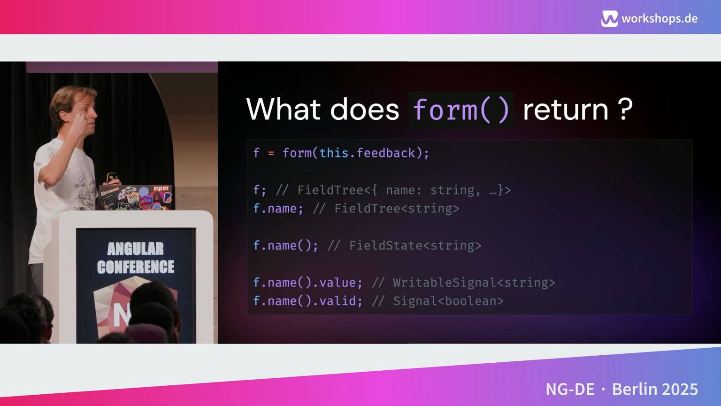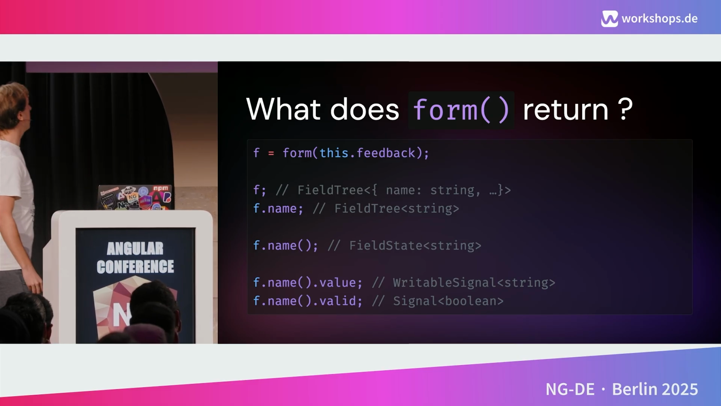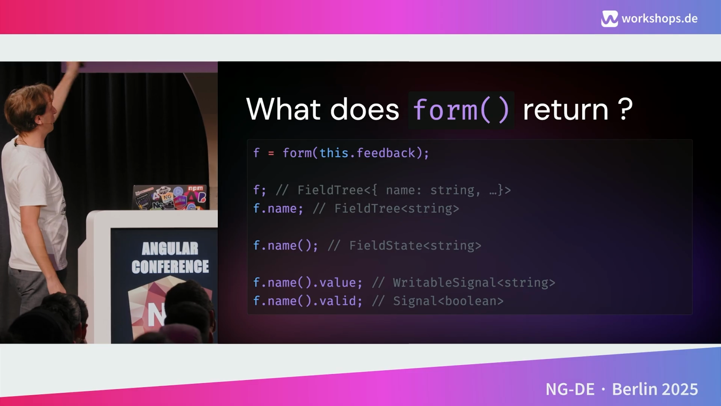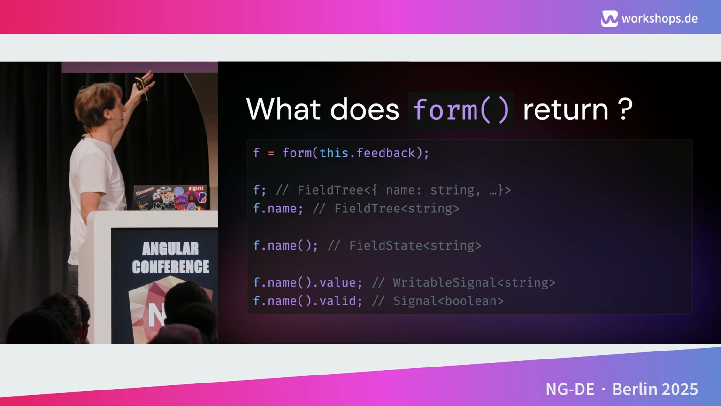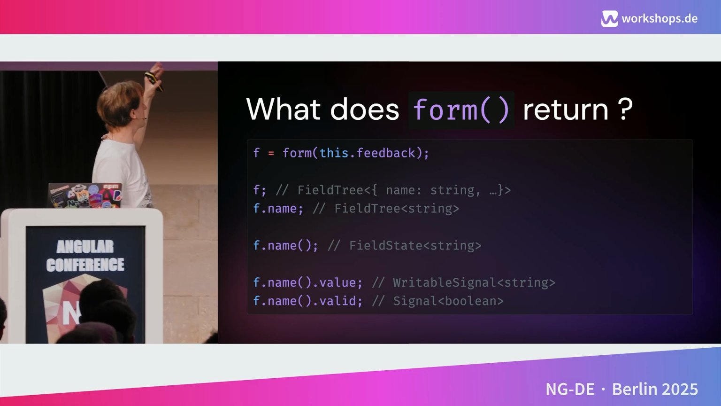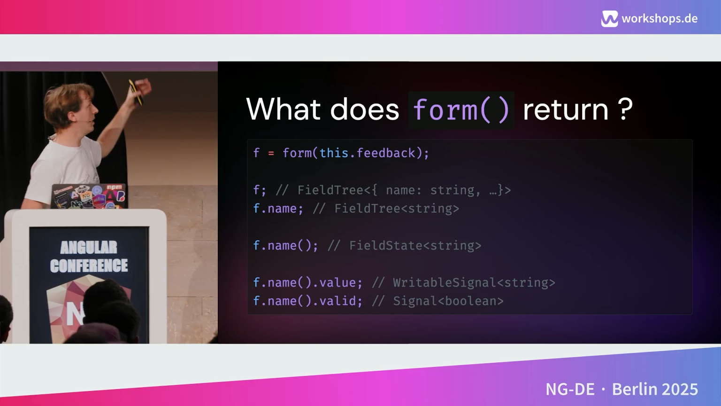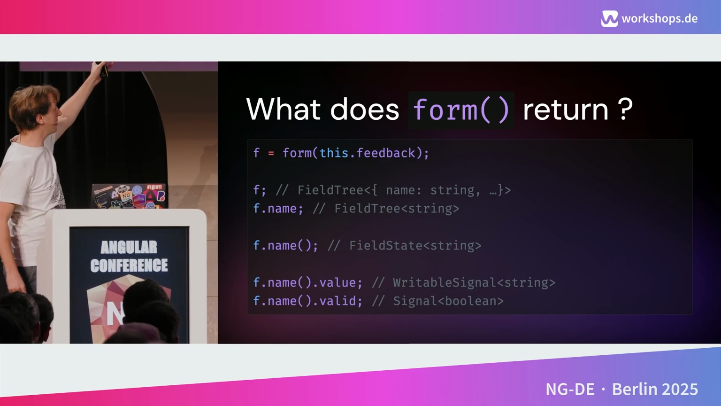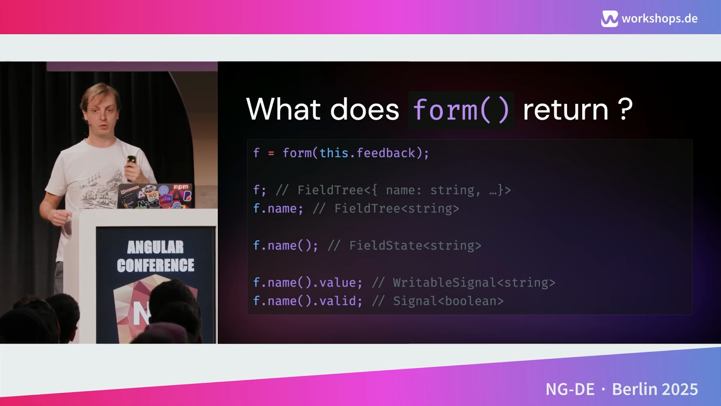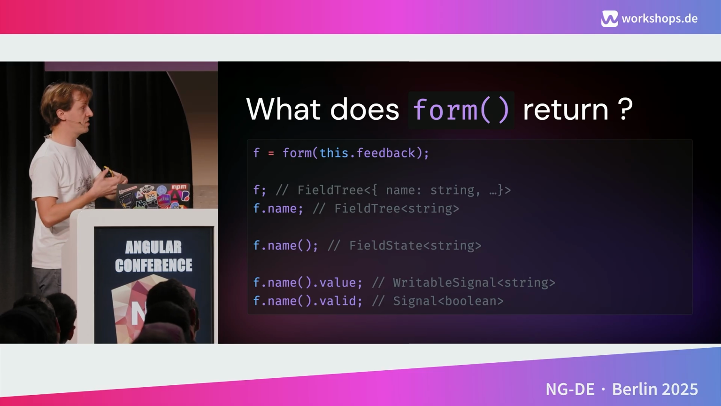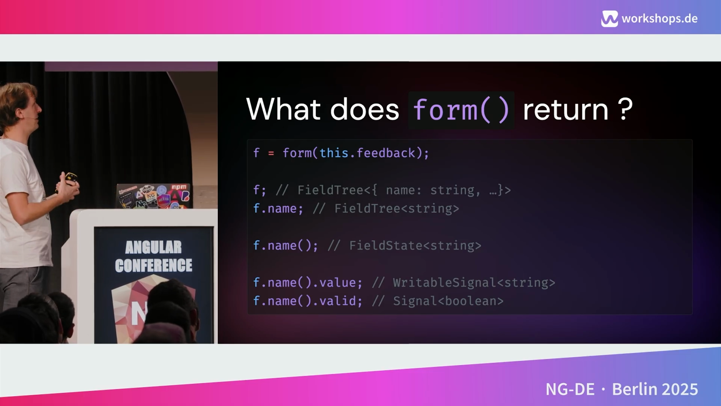If you want to access the data of the form itself, you just call it. It will give you what we call a field state. And on that state, you can read some elements like the value and the validity. Those both are signals, so you get what you want. You want to have the different states of your form, of your data.